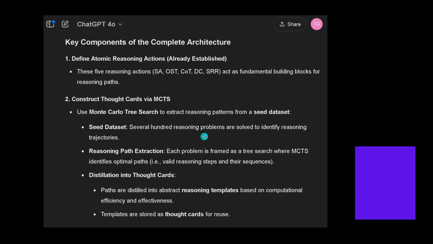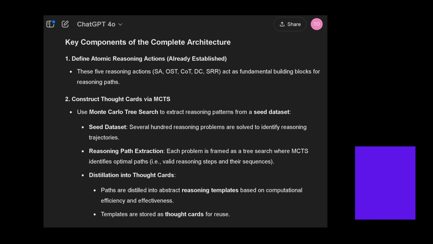Each problem is then framed as a tree search, where Monte Carlo tree search identifies the optimal path, and this path gives us multiple possibilities to go on. The authors of a paper I'm going to show you said, okay, we found an augmentation path, a solution path, and we take this path. They say our paths are distilled into abstract reasoning templates, based on computational efficiency and effectiveness, and I'll show you the code in a second.